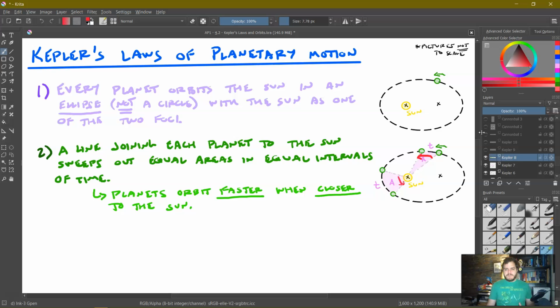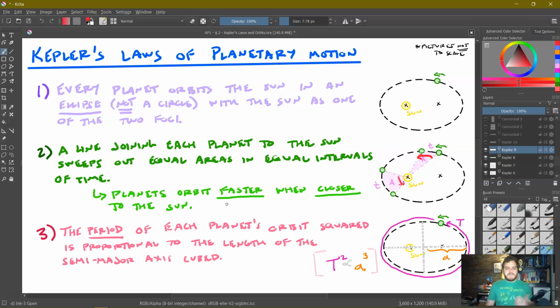And the last of Kepler's laws is even more convoluted, and specifically says that the period of each planet's orbit, squared, is proportional to the length of the semi-major axis cubed. So in other words, capital T squared is proportional to A cubed. That's the mathematical way of representing this.